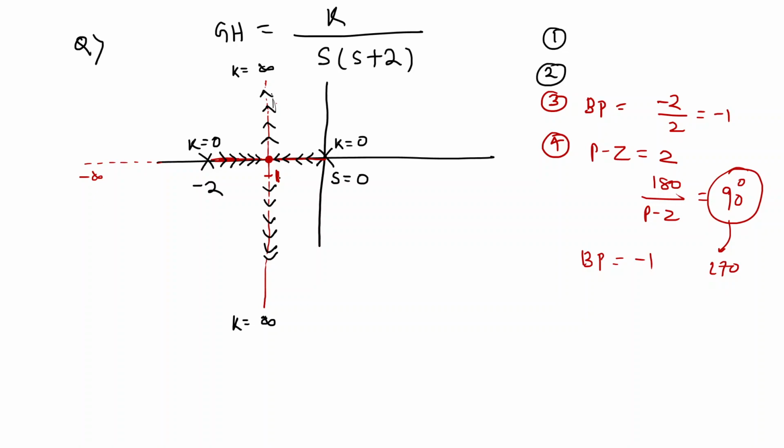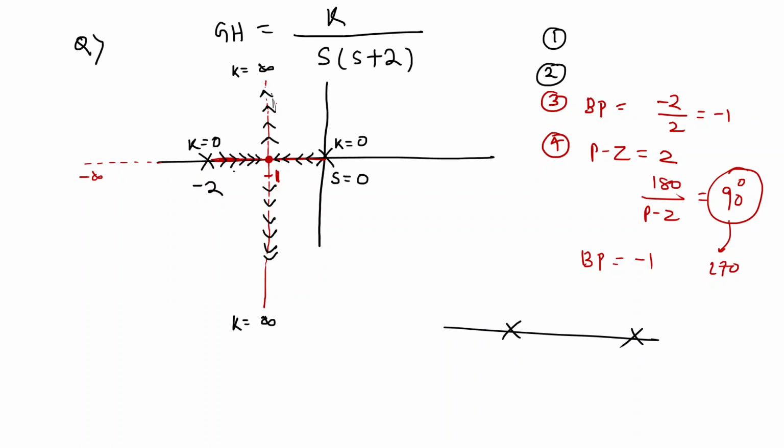But ma'am, how are you saying that at k equal to 1 the system is overdamped? First, understand what overdamped means. Overdamped means the poles are on the real axis at different locations, right? Yes, sir. It means the poles are at different locations on the real axis.